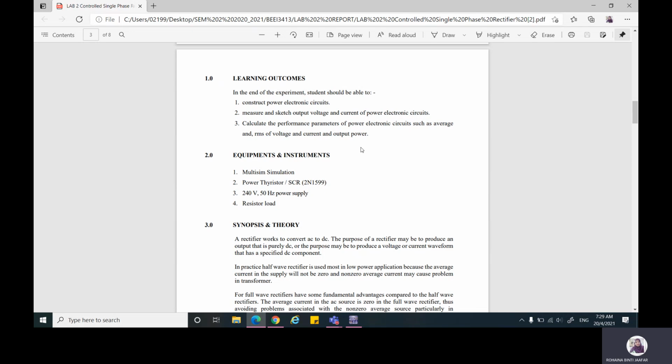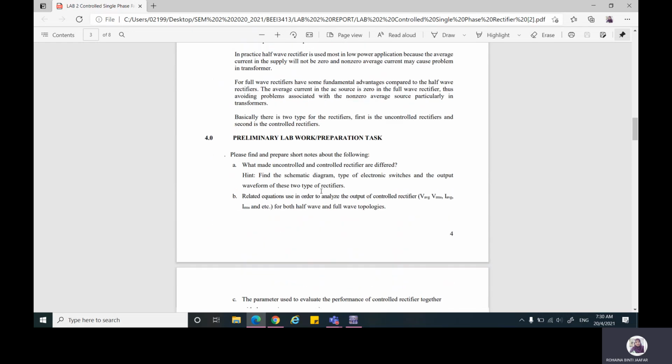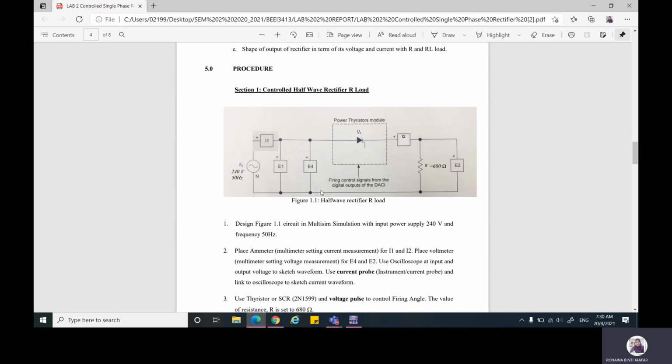So these are the equipment or components we are going to use today. Okay, and then for the synopsis and theory, you can read by yourself from the lecture notes. Okay, so next I will proceed to the procedure for this lab.